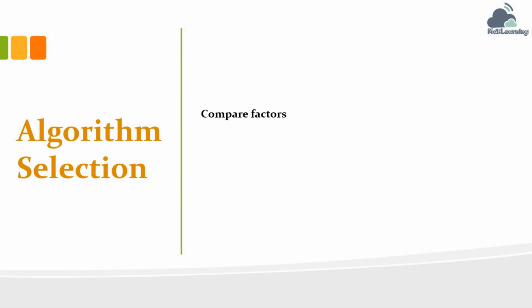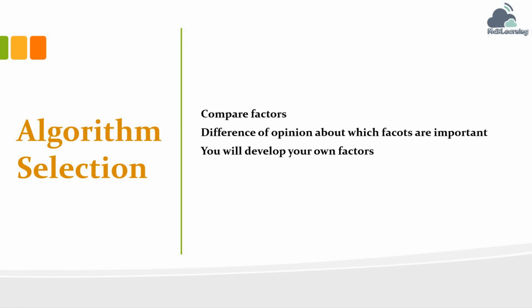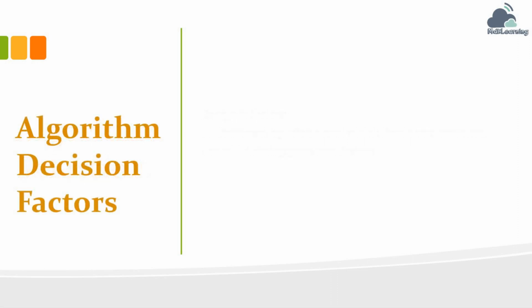Not surprisingly, data scientists have different opinions on what factors are important in selecting algorithms. The decision factors presented here represent one possible set of factors. As you gain experience, you will likely develop your own set of factors and decision criteria. For our example, we are going to use these decision factors to select our initial algorithm: what learning type they support, the result type the algorithm predicts, the complexity of the algorithm, and whether the algorithm is basic or enhanced.